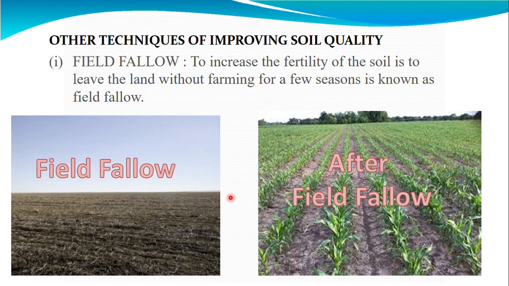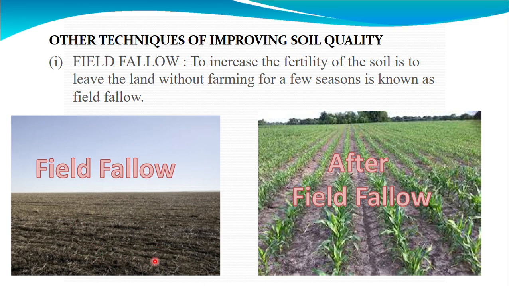Let us see the other techniques of improving soil quality. The first method is called field fallow. In this method, to increase the fertility of the soil, the land is left without farming for a few seasons. Nutrients get replenished in the soil by natural processes such as decomposition of dead animals and plants by microbes. This method of replenishing nutrients of the soil is called field fallow.